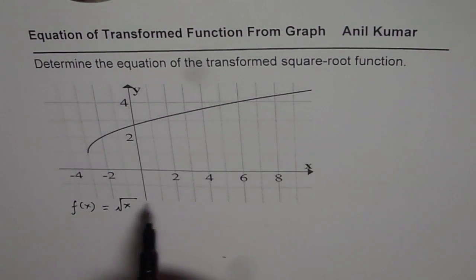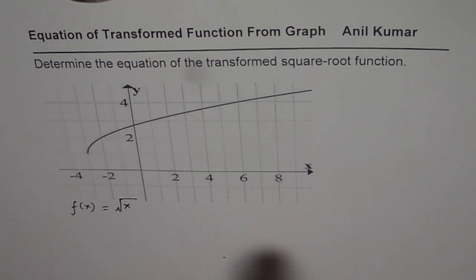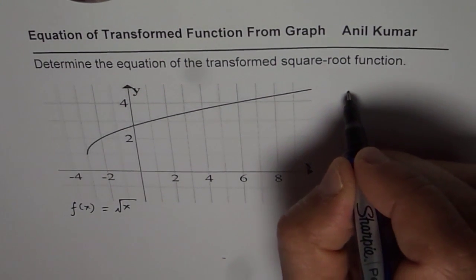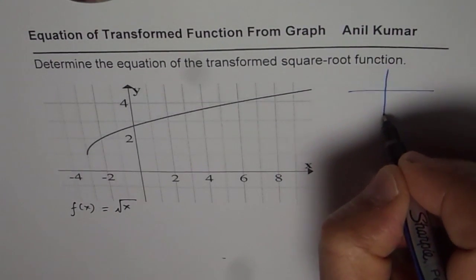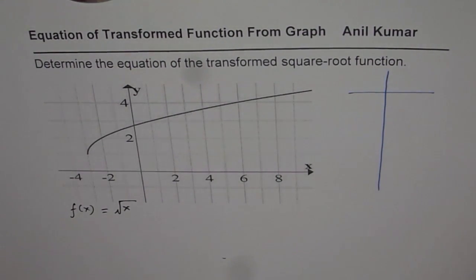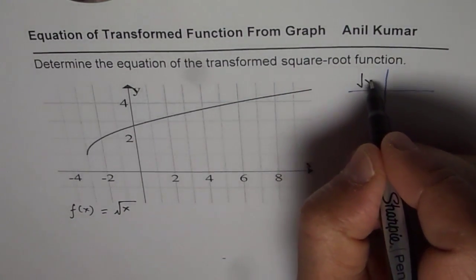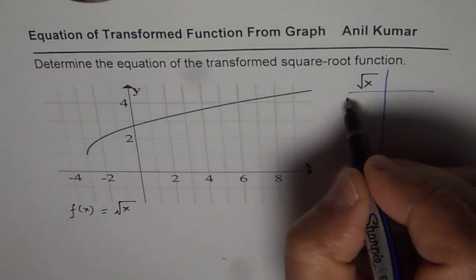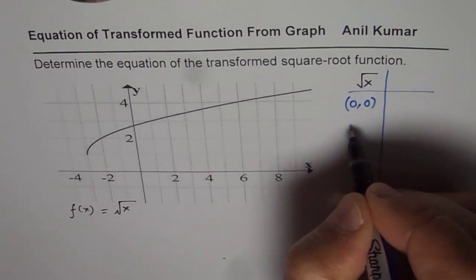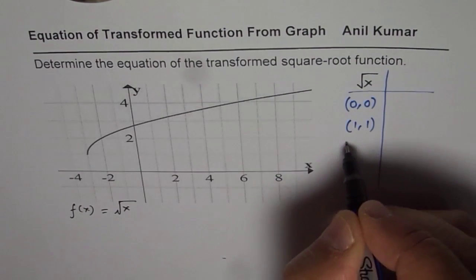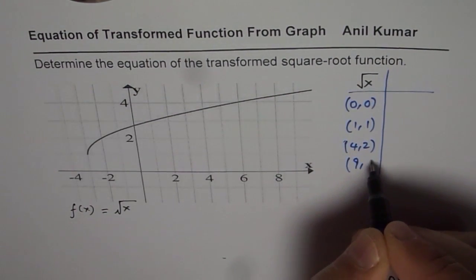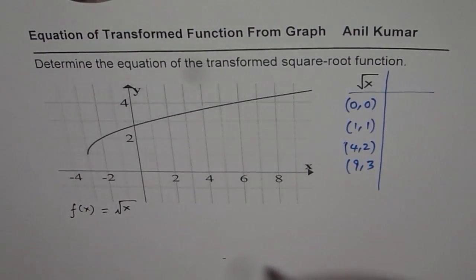Even before beginning to find the equation, let us identify the key points on the base function and then plot it. Once we plot it, we'll get a fairly good idea of what we are getting into. For a square root function, the key points are 0, 0, 1, 1. Square root of 1 is 1, square root of 4 is 2, and square root of 9 is 3, right?